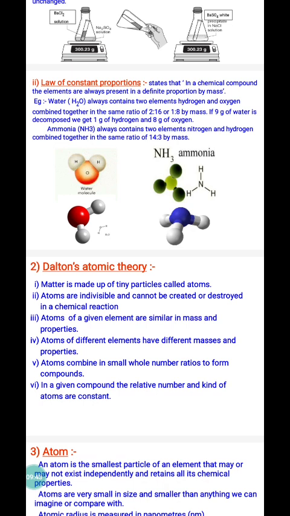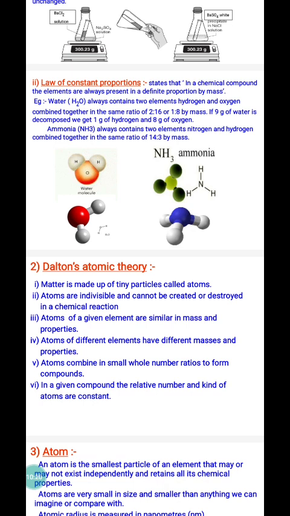It contains some important postulates or rules. What are they? One by one, we can have a look. First one: matter is made up of tiny particles called atoms. The first postulate is the definition of an atom. That is, matter is made up of tiny particles, and the particles are called atoms. The word atom is derived from the term atomos, which means indivisible.